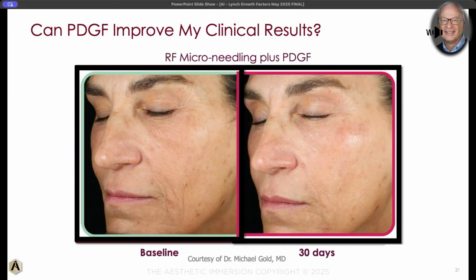Next. This is from a study that we're about to publish with Michael Gold. It should be out here in the next month or two and will be presented in a couple of weeks at the SCALE conference. So this was using RF microneedling with and without PDGF as a randomized controlled trial. This is looking at baseline and 30 days, and this patient did receive the PDGF. Next.